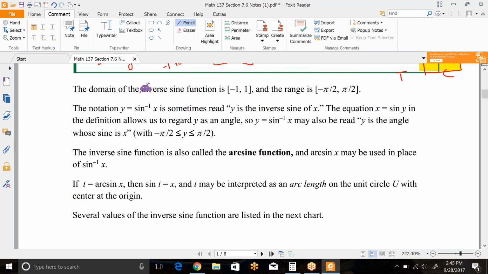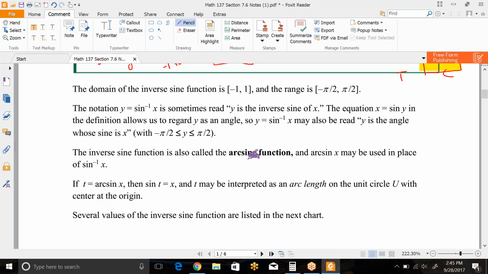Now, this is just rewriting that. So the domain of the inverse sine function is -1 to 1, and its range is -π/2 to π/2. The notation y equals sine inverse x is read "y is the inverse sine of x." The equation x equals sine y in the definition allows us to regard y as an angle. So y equals sine inverse of x can also be read as "y is the angle whose sine is x." And remember that y has to be in our domain.